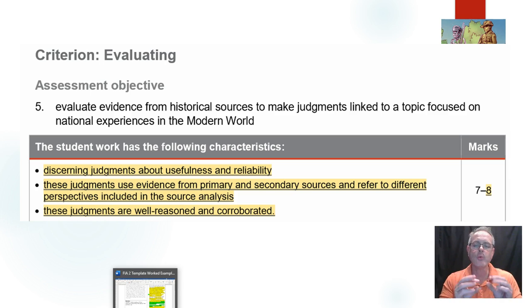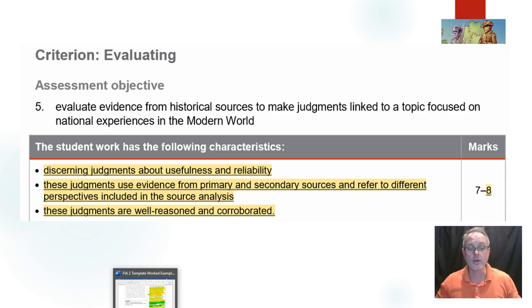And I should try to refer to different perspectives throughout my source analysis as I'm evaluating. People see things different ways. I'm trying to identify perspectives, and I can do all sorts of things with that. And judgments are well reasoned and corroborated. Okay, when I make my judgments, I back it up. Some of my judgments here are quite implicit. So let's see how I've done it, and you can see in this area that I'm hovering down the bottom, okay, you can see that I've done some color coding.